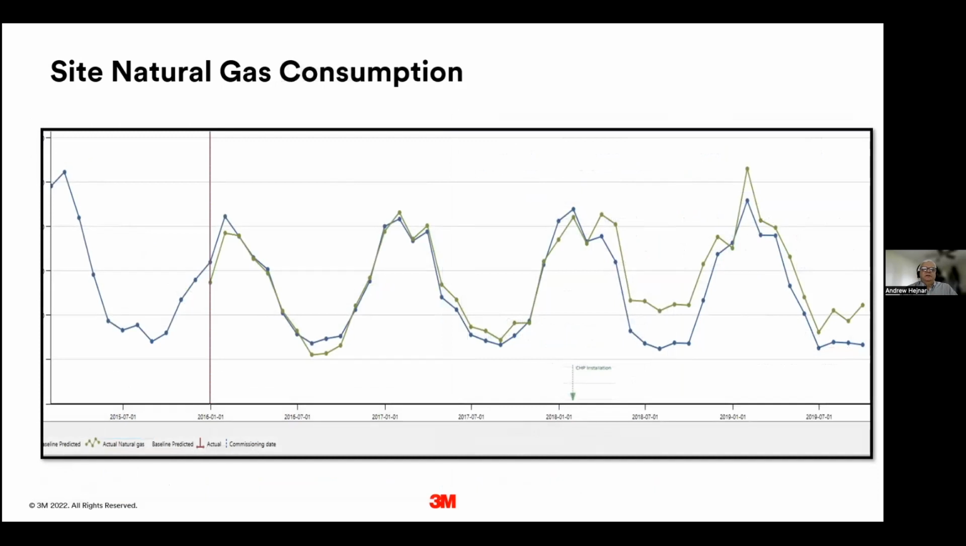Site natural gas consumption for one of our sites follows the model as well. There are some savings on natural gas, as you can see from the graph, till about 2018. And then what happened is that we installed combined heat and power units. We're going to show a QSUM of that in the next slide, where our natural gas consumption increased, and you can see it on the graph as well. But our electricity consumption was significantly reduced, and our total energy consumption was reduced as well.